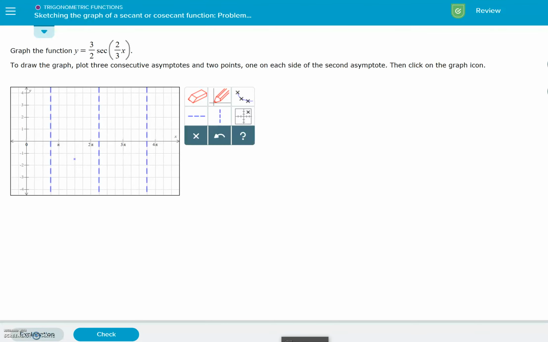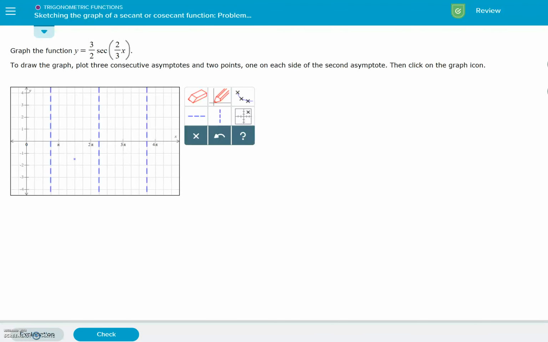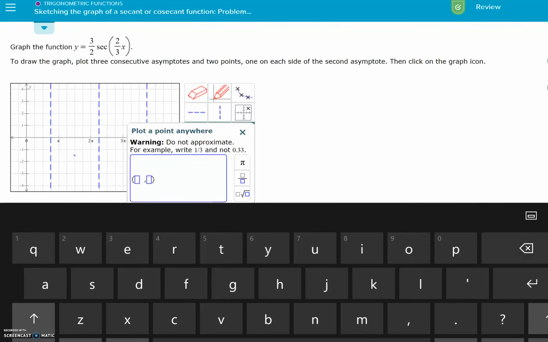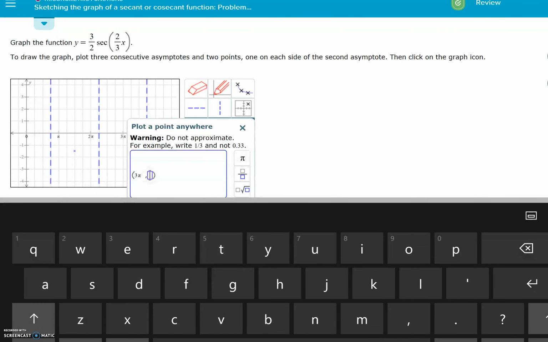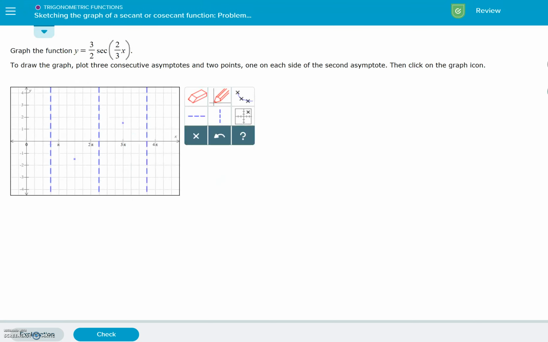So let's go back over here into our little scratch work area. What we're interested in finding now is this point right here. And we know that's going to be an x value of 3 pi and a y value of 3 over 2 instead of the negative 3 over 2. So again, let's do this right here. We're going to type in 3 pi as our x value, and our y value is 3 over 2 or 1.5. Again, whichever one you want to put in there will be good. And there are 2 points, one on either side of our middle vertical asymptote. And so now we should be able to click our graph button and see what happens.